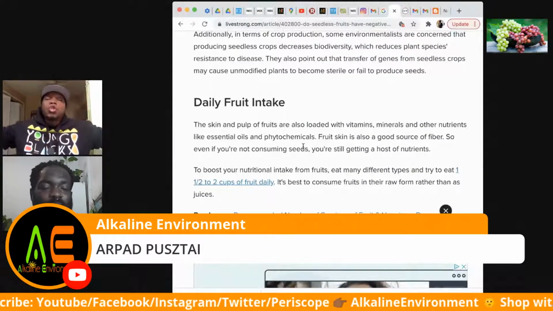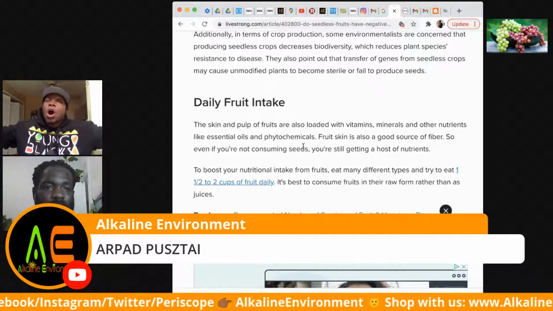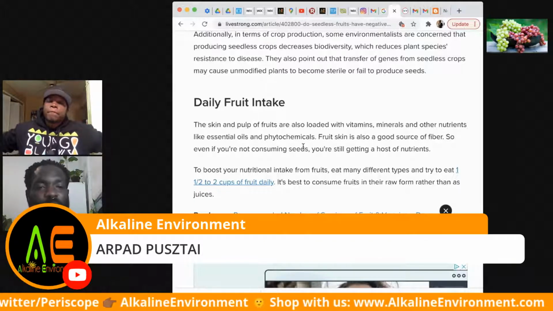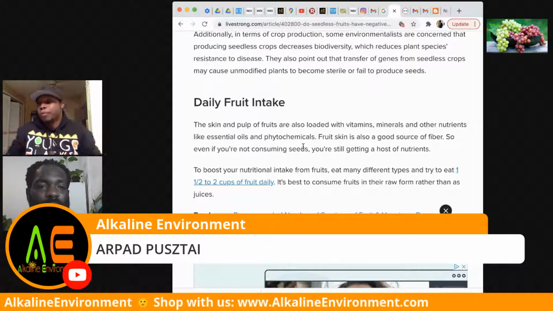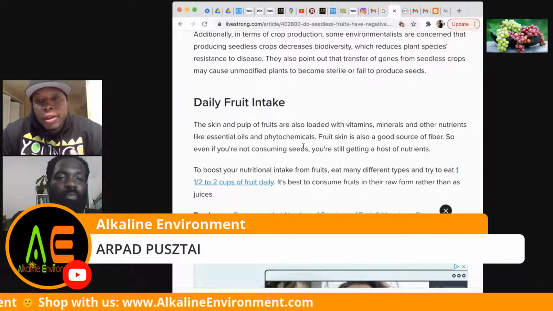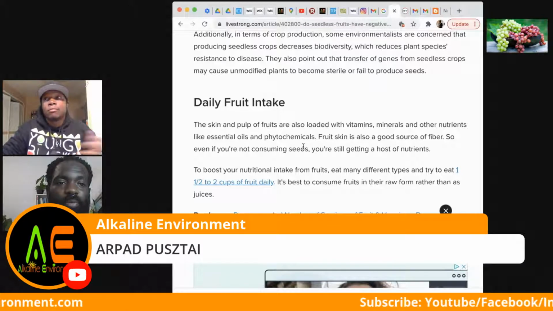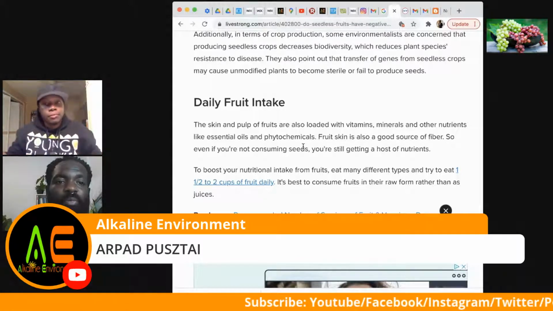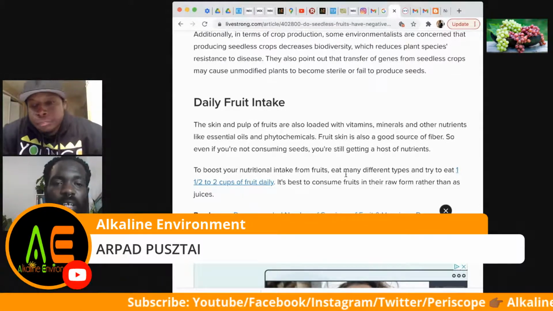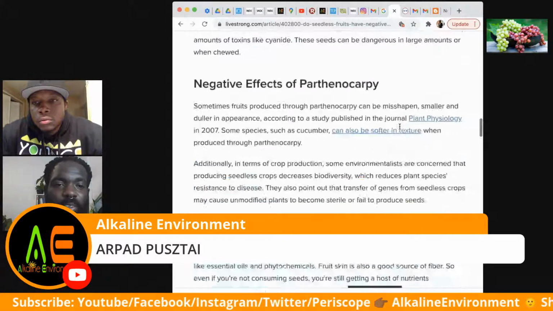We do know that most nutrients are in the skin. I won't argue with that. But we know we can eat the seeds of the grapes, because at the end of the day, you have grapeseed oil that's made from grape seeds. It doesn't have a negative effect on the body, so it's okay to take those.